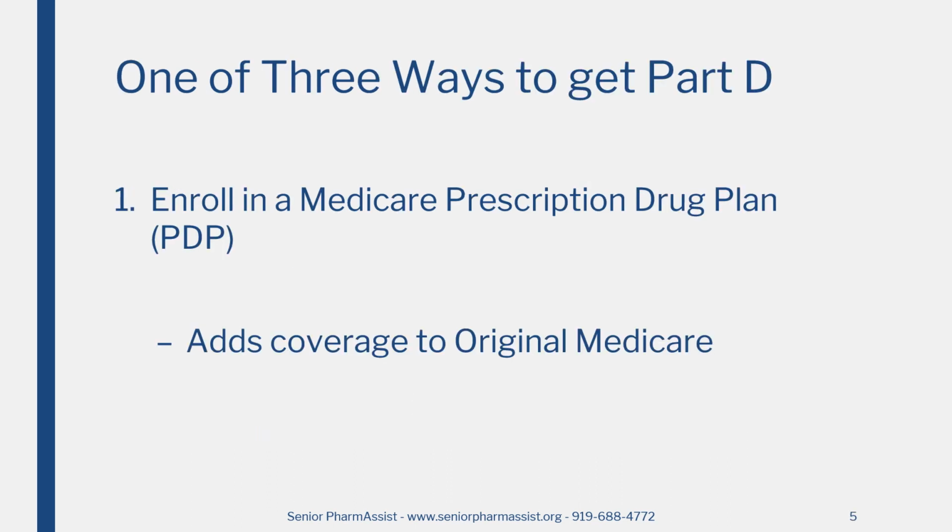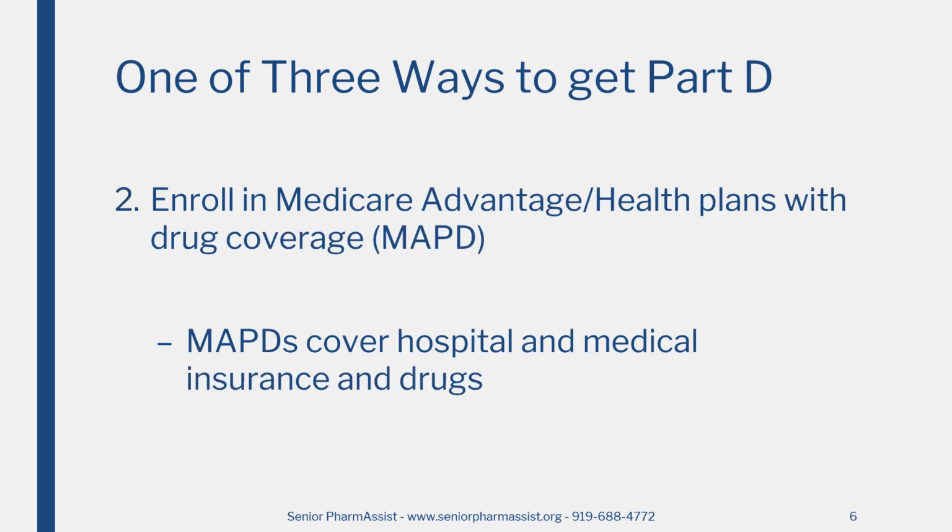First, you can enroll directly in a Medicare prescription drug plan. This is often referred to as a standalone plan. Adding a Medicare prescription drug plan adds coverage to Original Medicare. As an alternative, you can enroll in a Medicare Advantage plan that includes drug coverage. Often you will see this type of plan referred to as a MAPD plan, which provides hospital and medical insurance as well as prescription drug insurance.